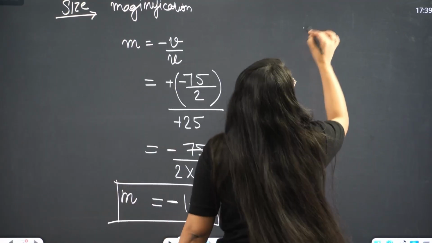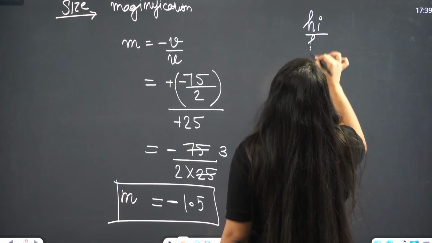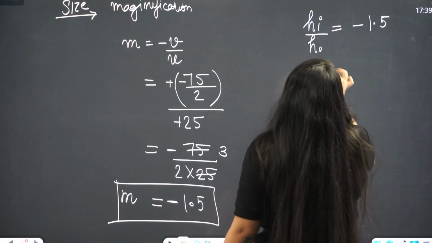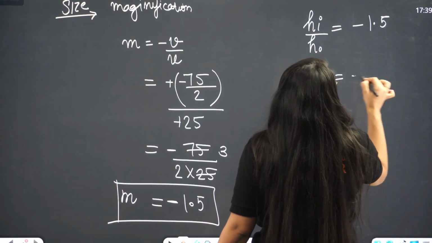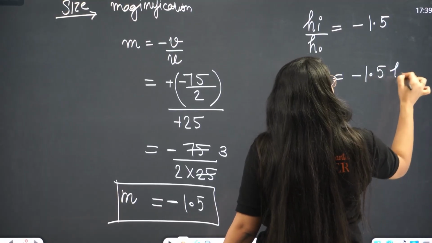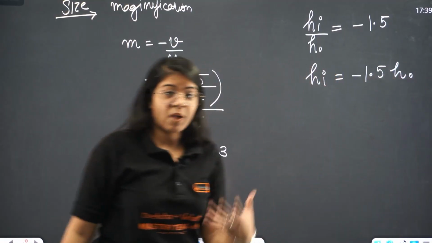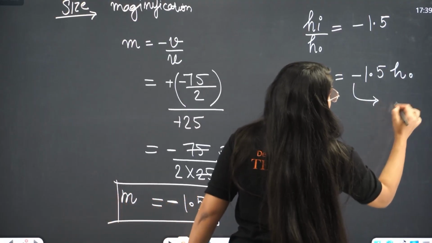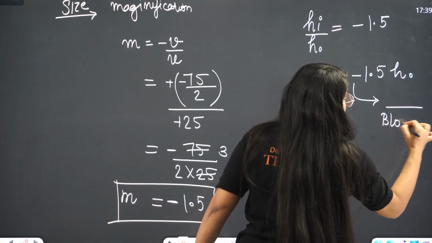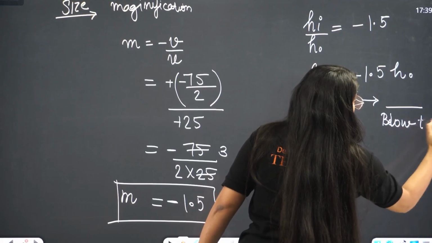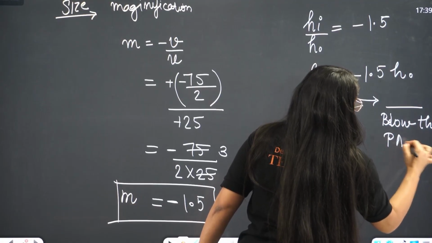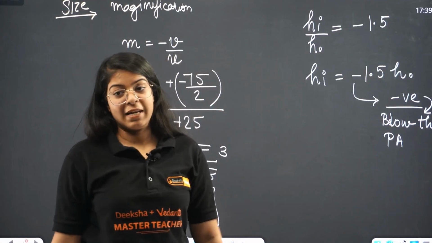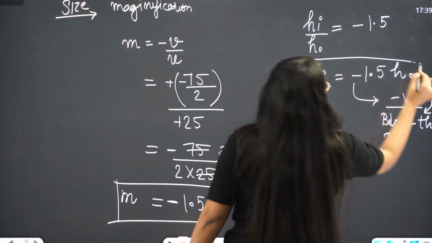That means height of image by height of object, which is also my magnification, comes out to be minus 1.5. That means height of image will be minus 1.5 of height of object. Now it is minus, that doesn't mean it's small. The minus only says that the image is below the principal axis. The negative sign says that the image is below the principal axis. Okay, so this is your size answer.